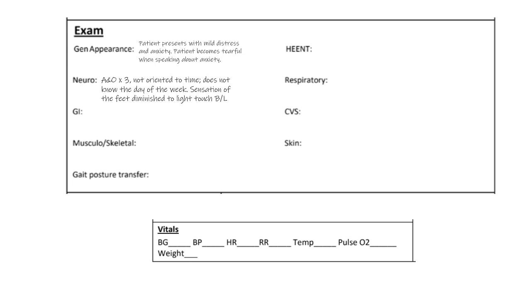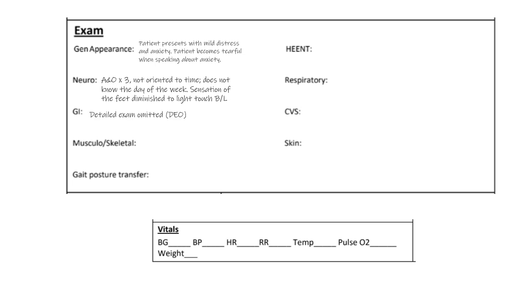Also, we did perform just a really simple neuro exam by looking at her sensation of her lower extremity, and the sensation of the feet is diminished to light touch bilaterally. We could do some more in-depth physical exam for the neuro section, but we're just going to keep it simple for this example.